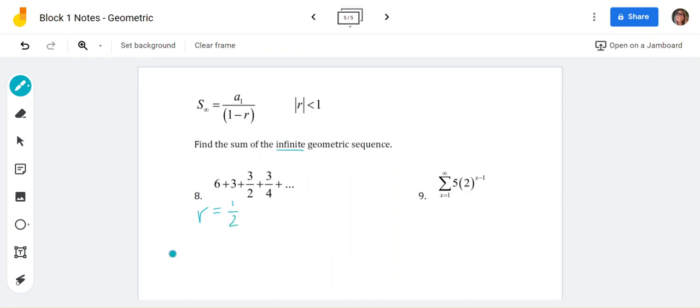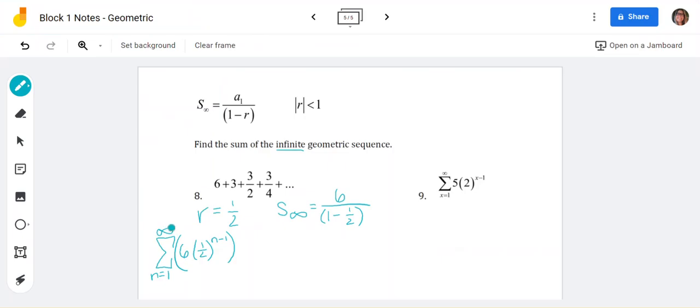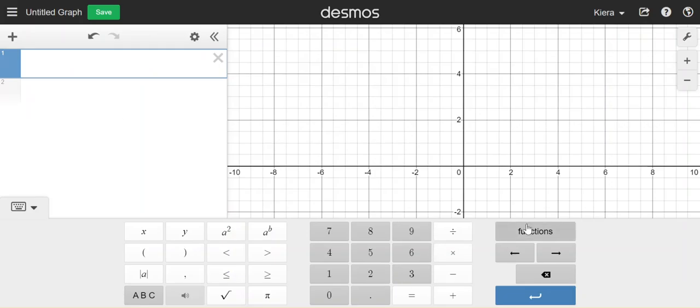If we wanted to write this in sigma notation, n equals 1, we'd have infinity, we'd have 6 times 1/2 to the n minus 1 power. Or we can just use the formula, first term over 1 minus r. One weird thing about Desmos is it does not like putting the infinity symbol up here to type it in. So I'll show you how you can make it work.